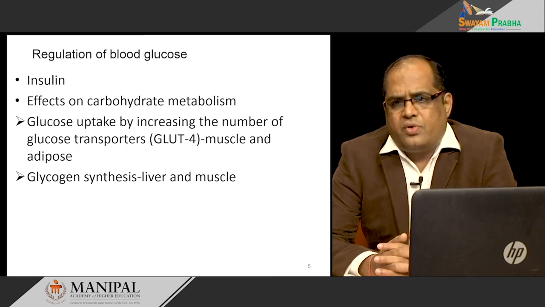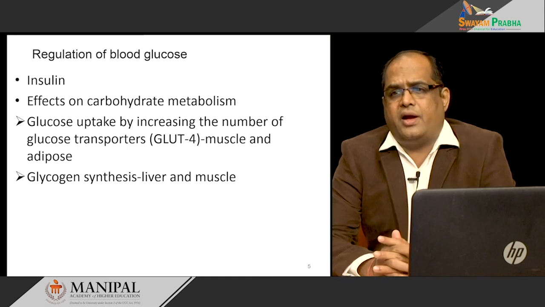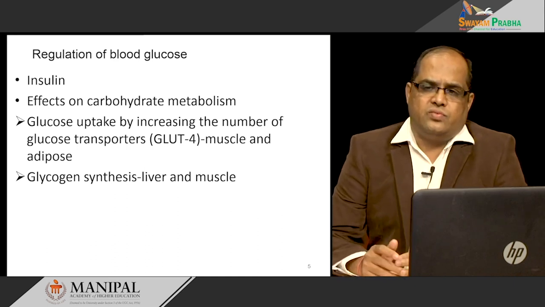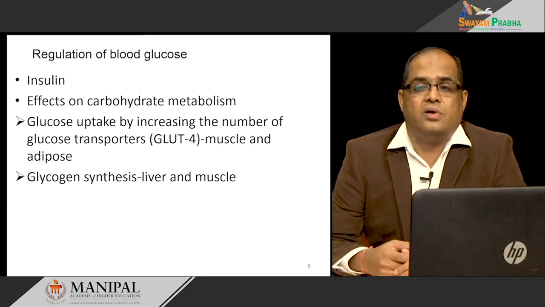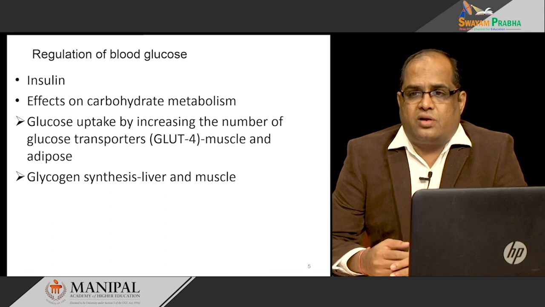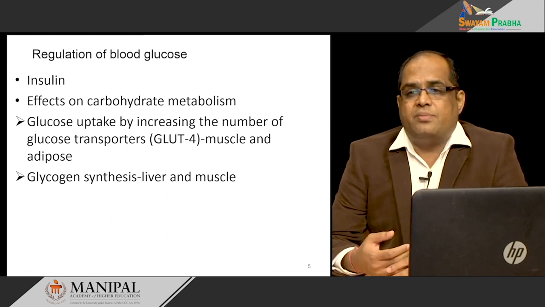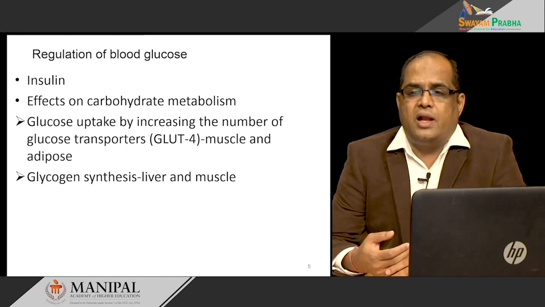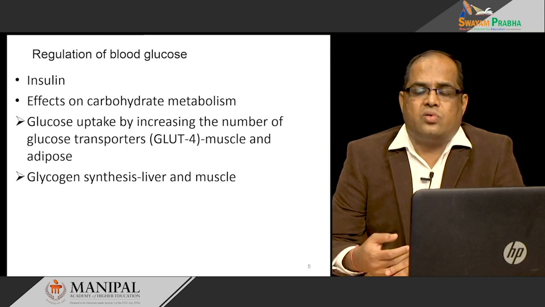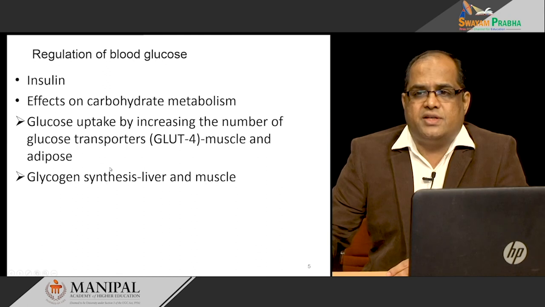If you have enough energy stored in the body, if excess glucose is there that is not required for any activity, then the body will store that glucose in the form of glycogen. For future use in fasting conditions, the same glycogen can be broken down and utilized. So, insulin helps in the storage of glucose in the form of glycogen, that is glycogen synthesis.